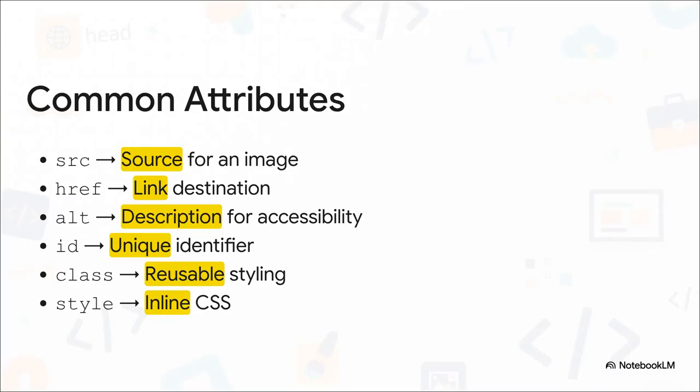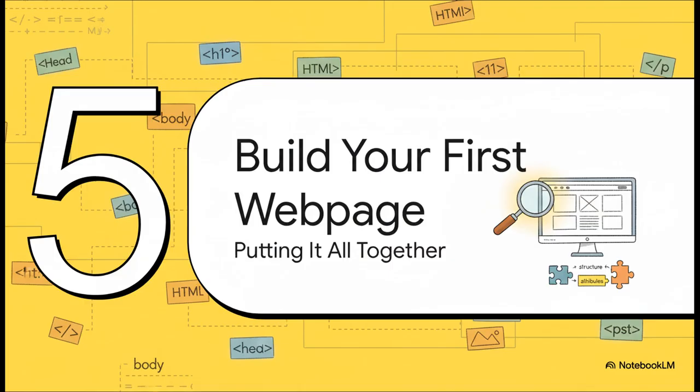Let's look at the most common ones. For an image, the src attribute tells the browser the source, the file name of the picture. For a link, href is its destination URL. And then there's the alt attribute. This provides alternative text to describe what the image is. And this isn't just optional, it is absolutely vital for making the web accessible to everyone, especially people who use screen readers.